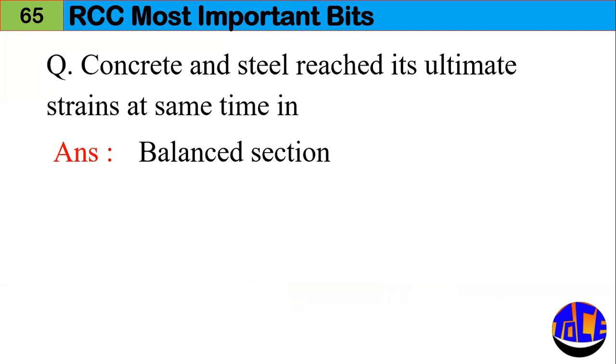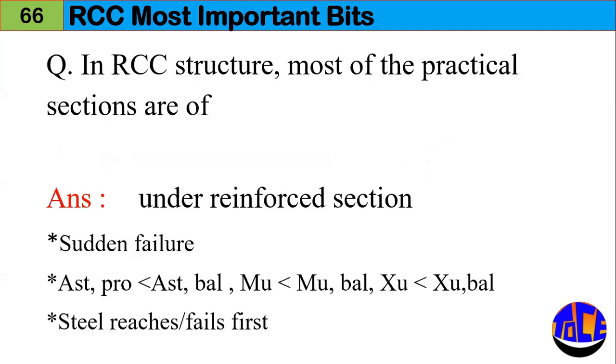Question number 65. Concrete and steel reach their ultimate strength at the same time in a balanced section. So in a balanced section, the strain and stresses will reach the limit at the same time in steel and concrete. That is our assumption.